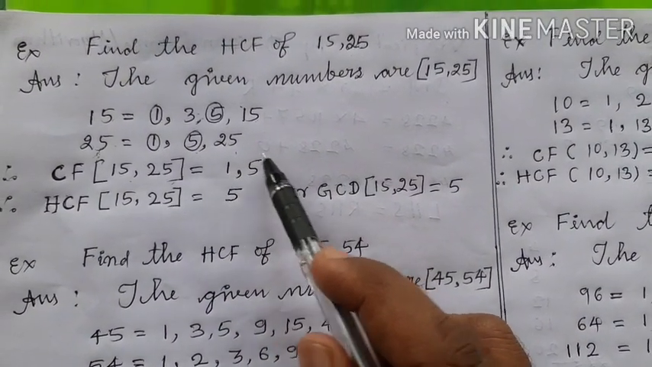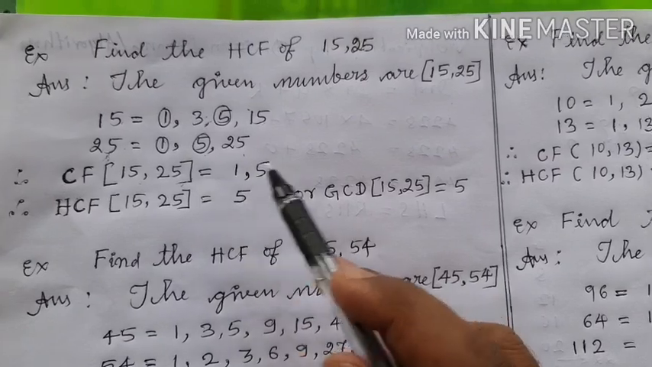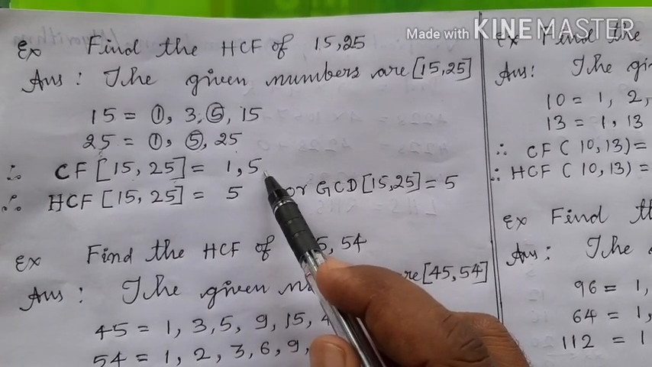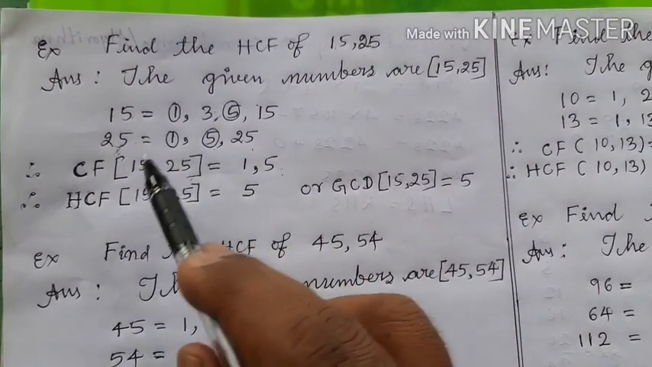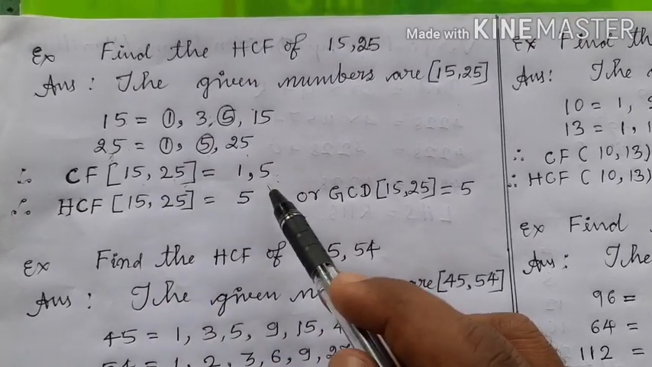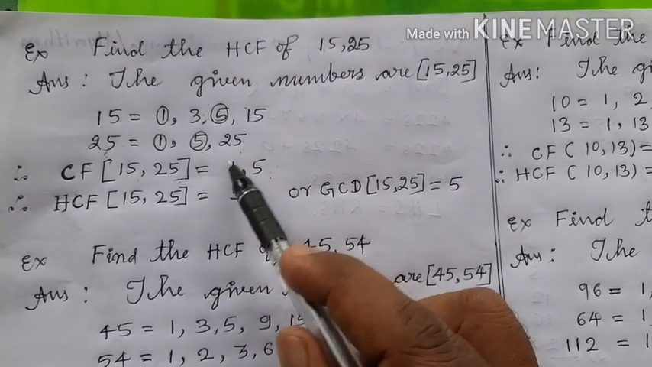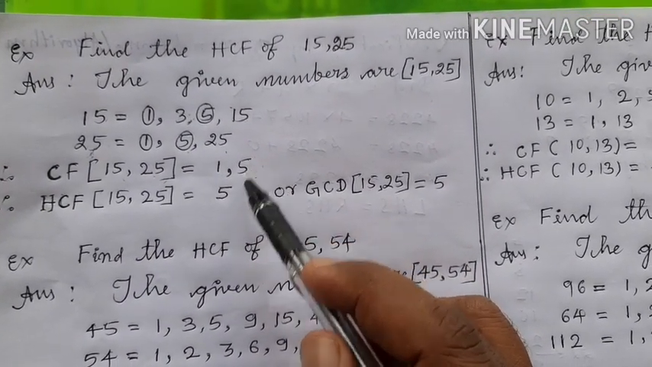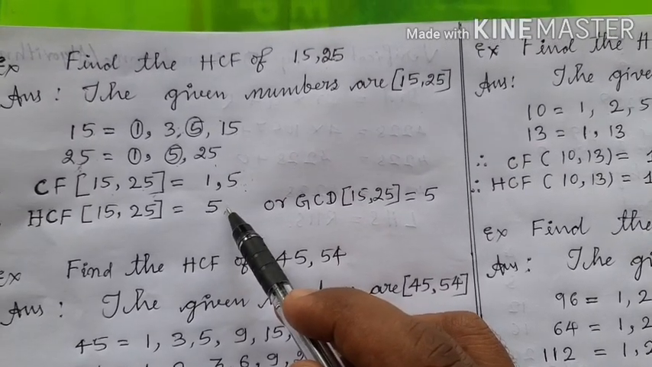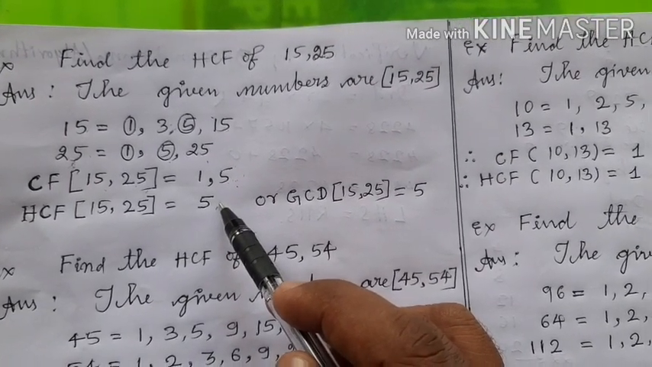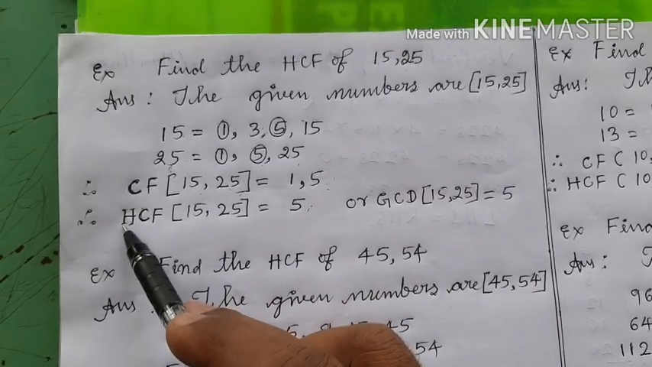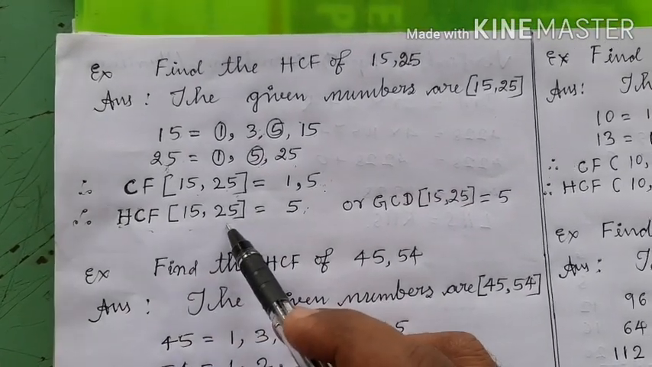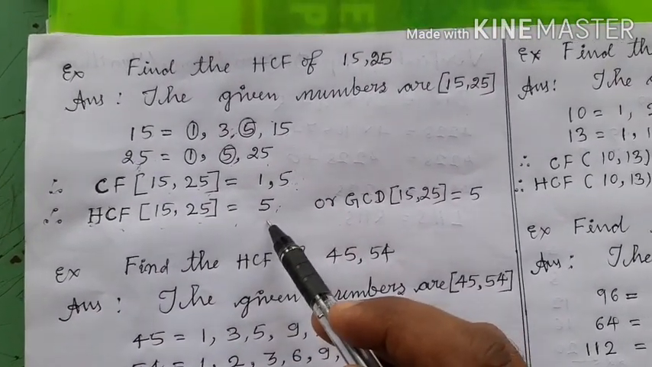Among the common factors, which is the highest common factor? 5. Okay. 5 is a factor of 15 and 25 also, and 5 is highest among the common factors. That is why 5 is called the highest common factor of 15 and 25. And I write it as HCF of 15 and 25 is equal to 5.